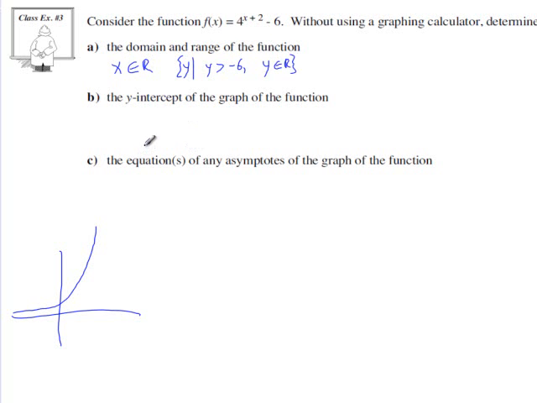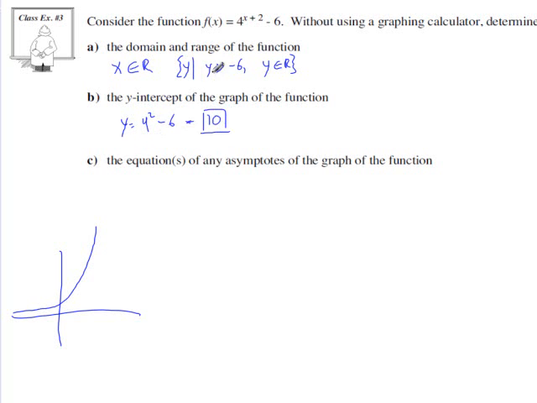In order to find the y-intercept, that happens when x is equal to 0, so all I have to do is plug in x equals 0 into the equation. So y is equal to 4 to the power of 0 plus 2, which is just 2, minus 6. 4 squared is 16, 16 minus 6 is 10. So your revised graph is going to have a y-intercept of 10.